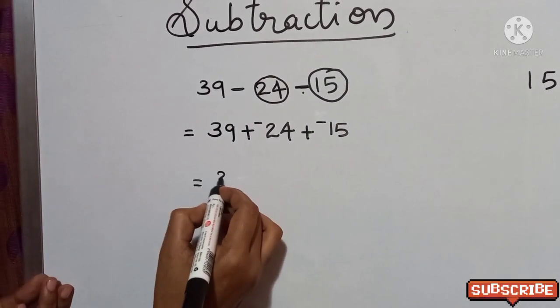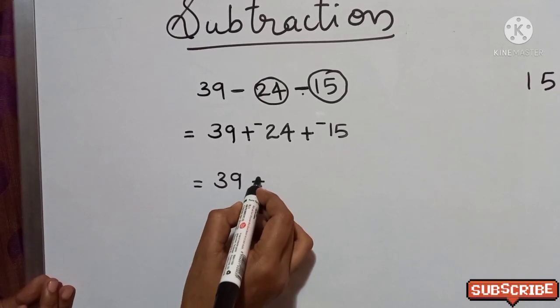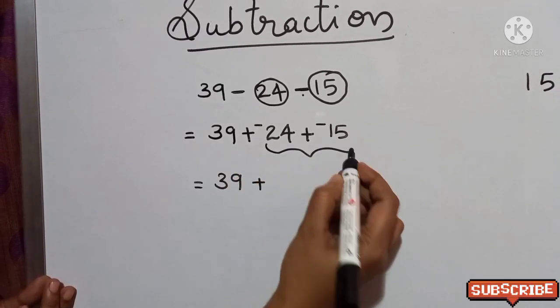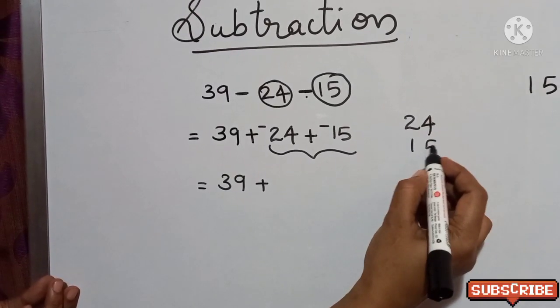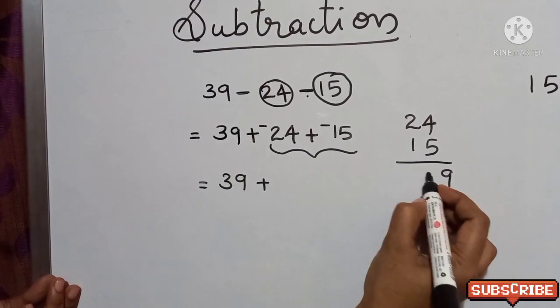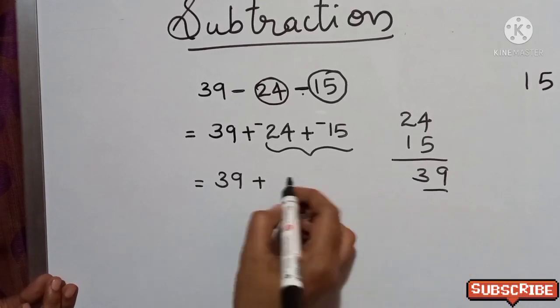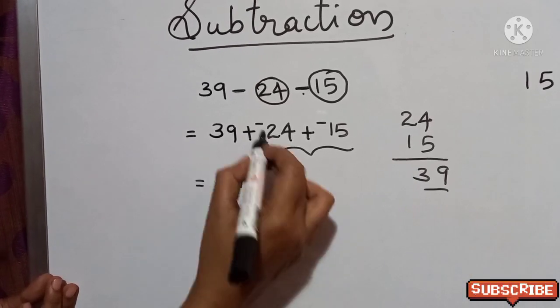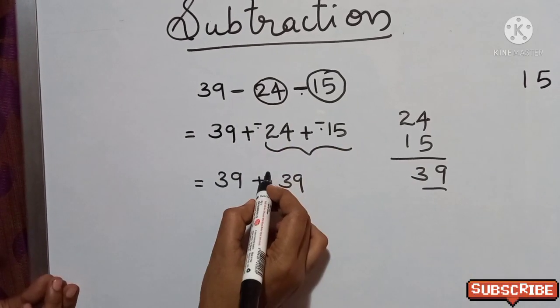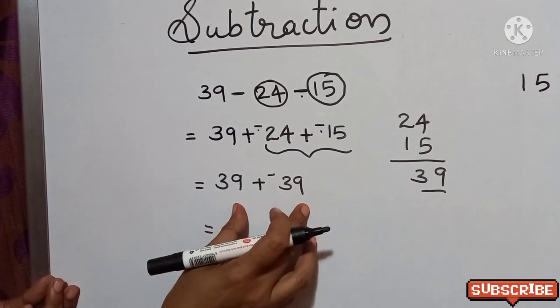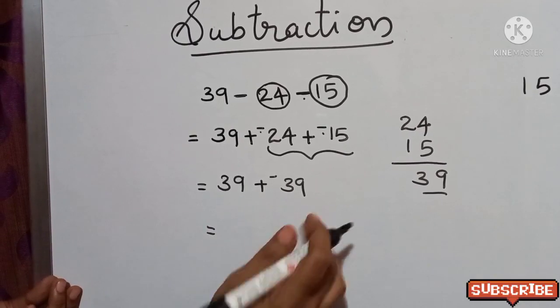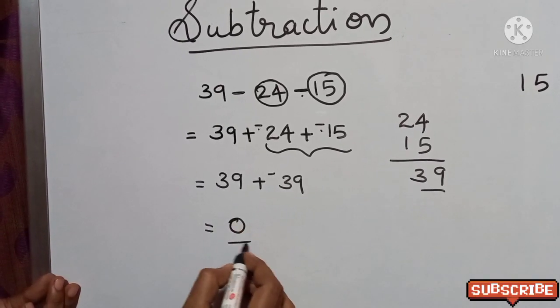Then we know 39 is the only positive integer here. These two are negative integers. So add 24 and 15. We are getting 39. Write the 39 here. We know these two are negative, so put the negative sign here. See here, 39 plus minus 39. Find the difference between them. 39 minus 39 is 0. So the answer is 0 here.